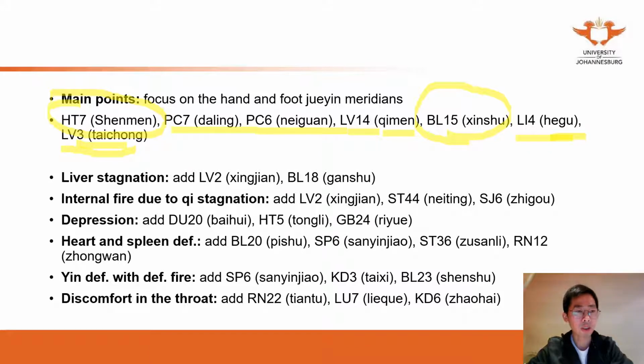So for depression, the main cause of depression is the dysfunction of the heart mind. Although depression is directly related to the liver, the stagnation, don't forget about the chief commander, the heart mind or the heart spirit. So the main cause we're going to focus on is the heart mind. That's why in the prescription, we also start from the heart, from the pericardium.